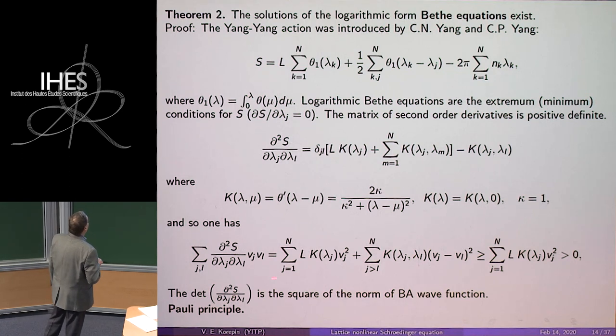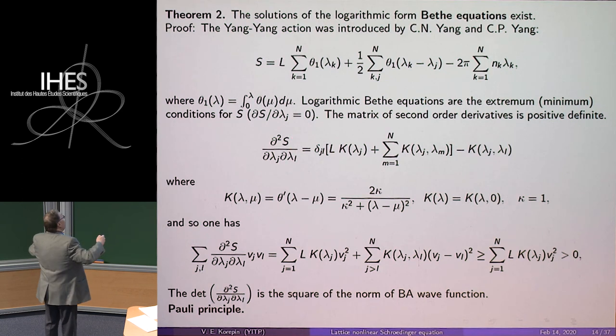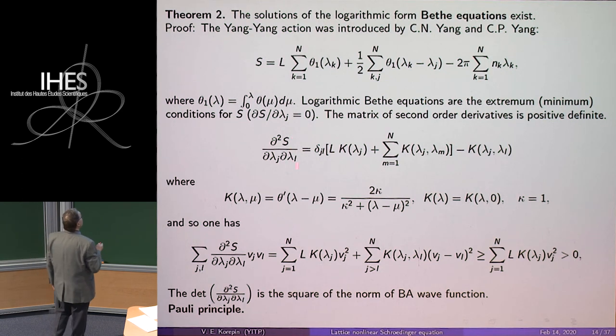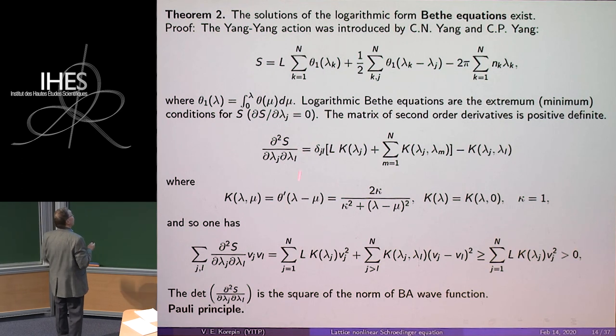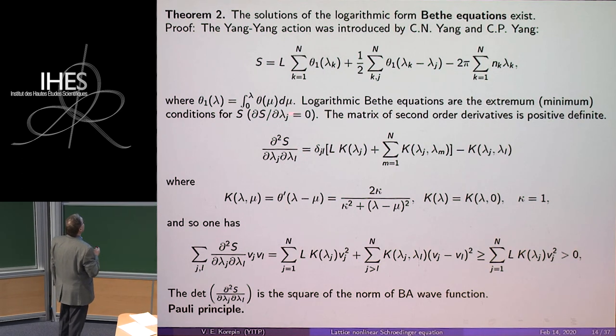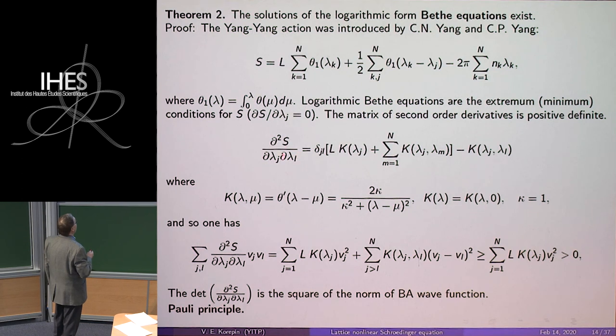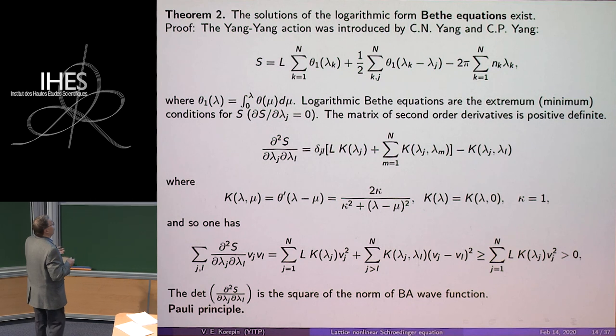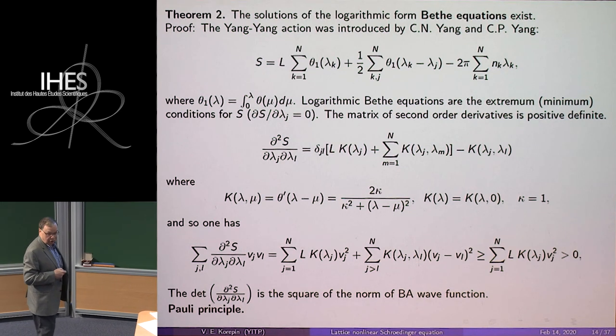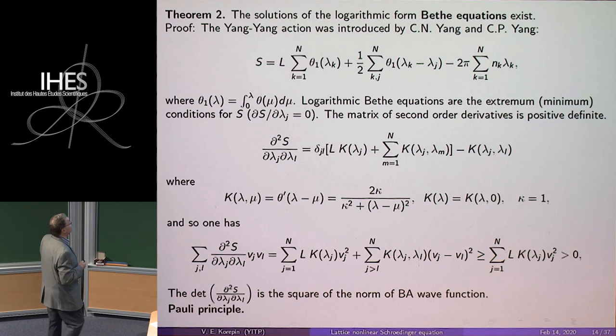By the way, the determinant of this matrix will pop up again later when we construct eigenvectors of this Hamiltonian, which was mentioned in the beginning. The square of the norm of the Bethe wave function is actually given by the determinant of this matrix. This determinant was conjectured first by Michel Gaudin from Saclay, and then I proved it 10 years later.